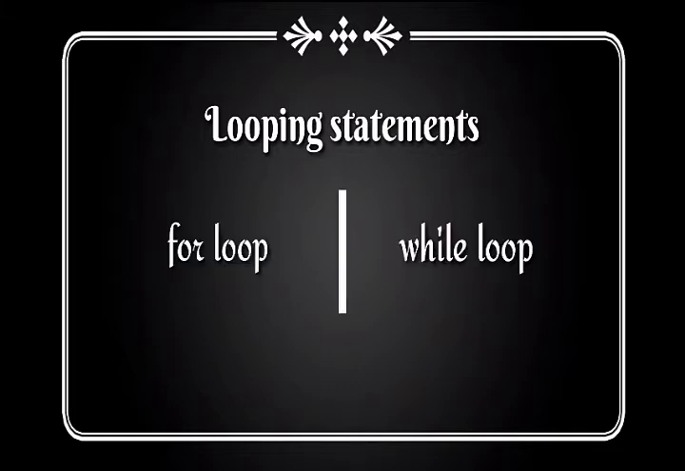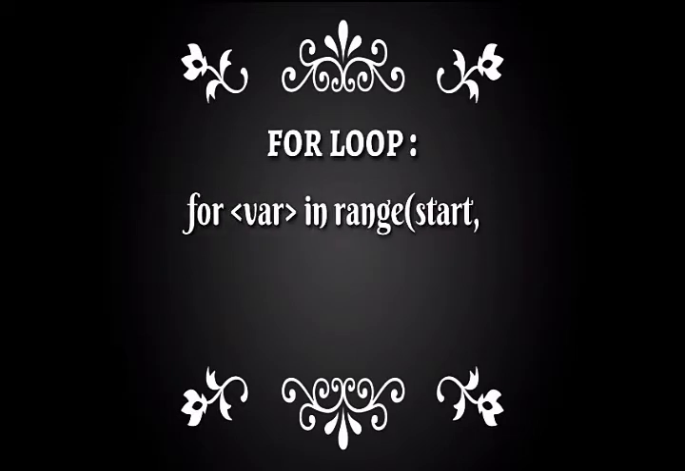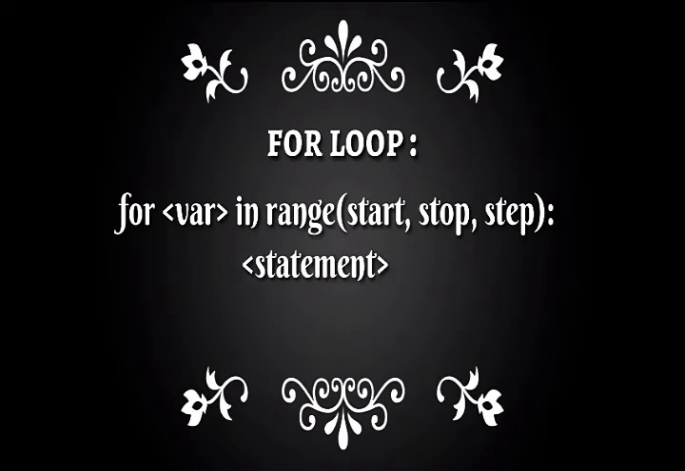Basically, looping statements consist of for loop or while loop. These are used to execute a block a number of times. For loop: its syntax is for a variable in range, then that block of statement. It consists of a function range.